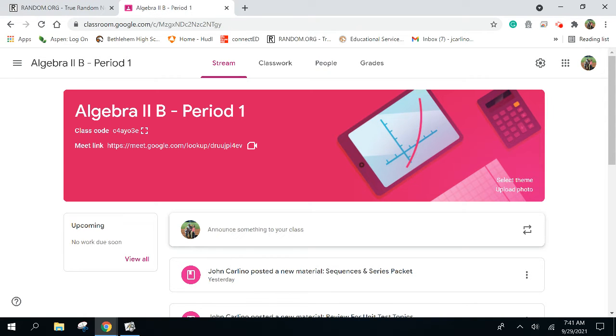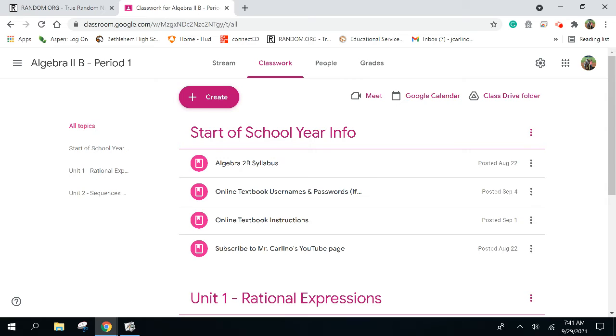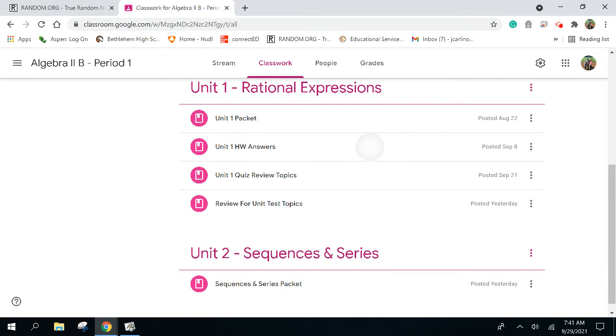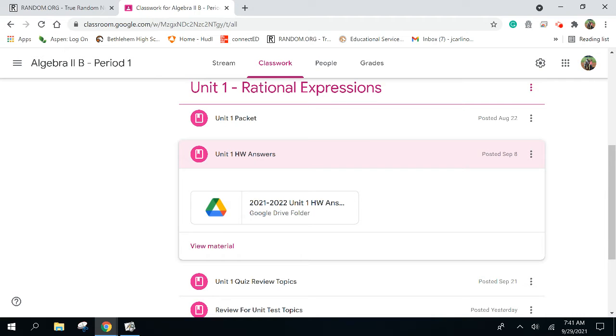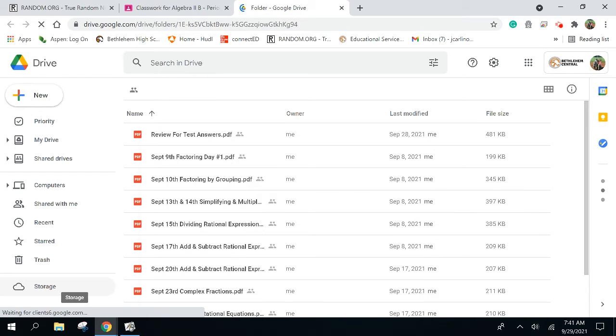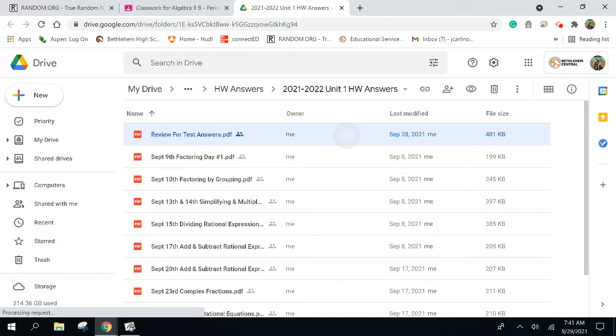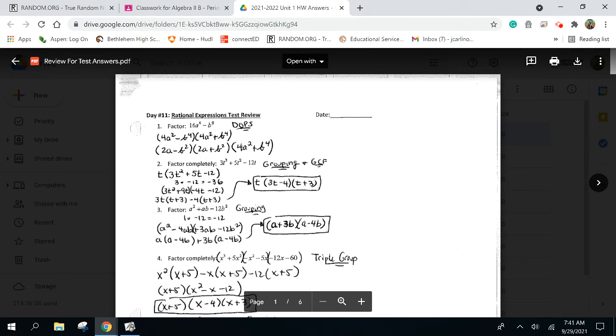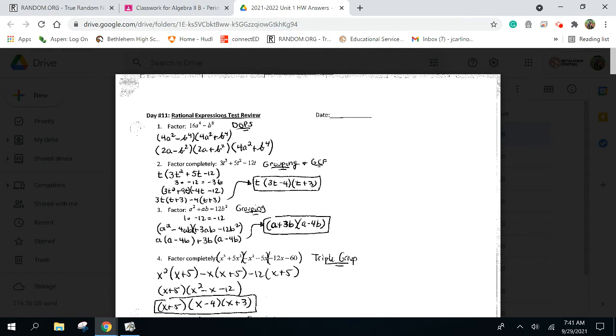Absolutely not. So up on Classroom, under where I put the homework topics or the homework answers, you will see review for unit test answers. Not only are all the answers up there, but all my work shown is there as well, for all the ones we don't get to. All 20 questions, all work for the 20 questions. So we're all good there.